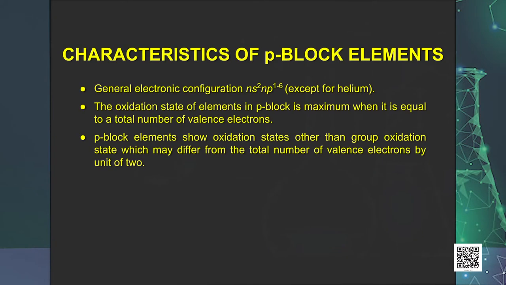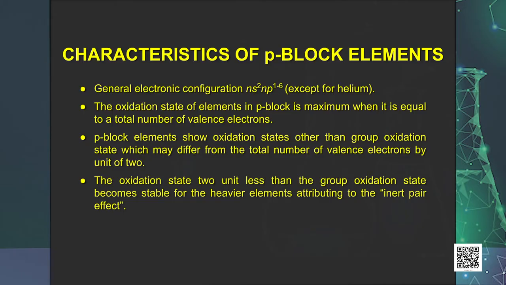One of the most interesting facts about the p block elements is that it contains both nonmetals and metalloids. P block elements show oxidation states other than the group oxidation state, which may differ from the total number of valence electrons by a unit of 2. The oxidation state 2 units less than the group oxidation state becomes progressively more stable for the heavier elements in each group, and this fact is sometimes attributed to the inert pair effect.